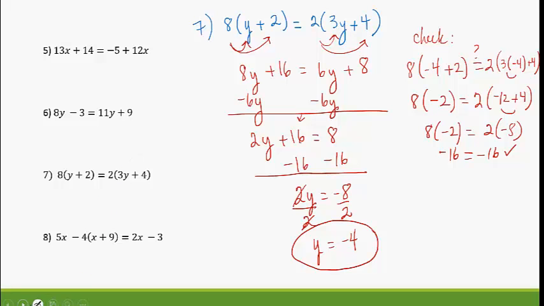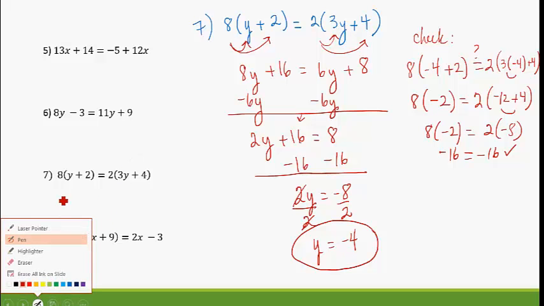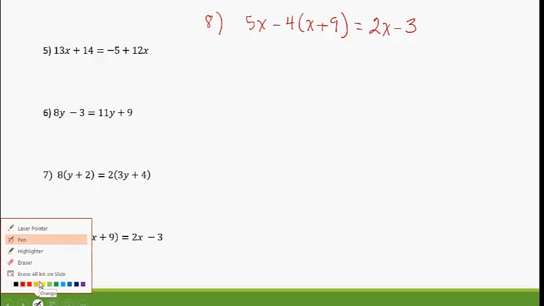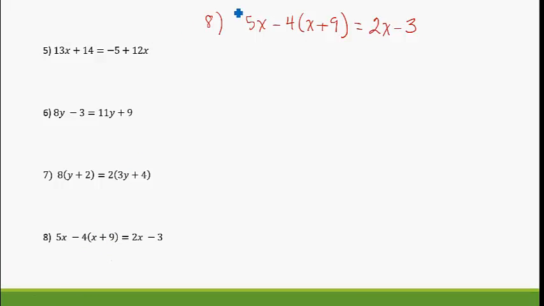All right, let's take a look at one last problem on this page. Number 8. 5x minus 4 times x plus 9 equals 2x minus 3. And let's see. So again, the first thing we want to do is simplify both sides. I cannot combine like terms here. I can't simplify anything in the parentheses, so I need to start by distributing.